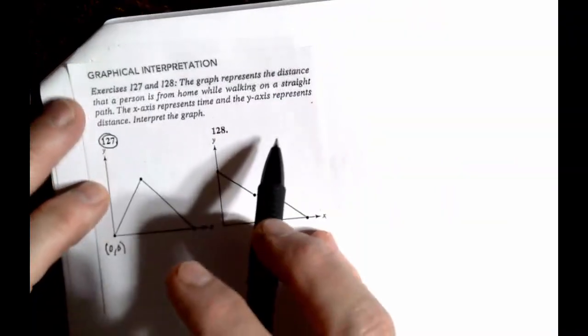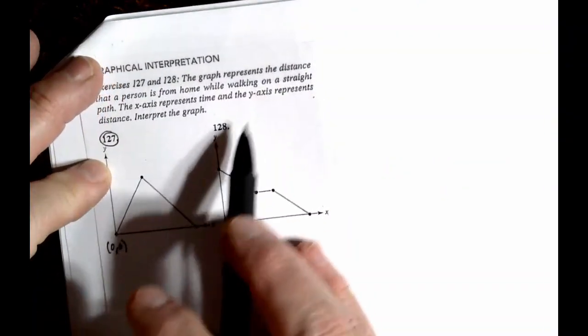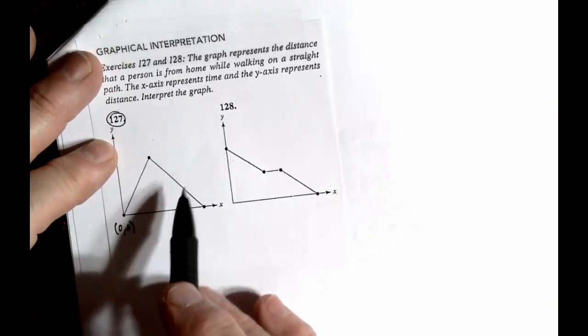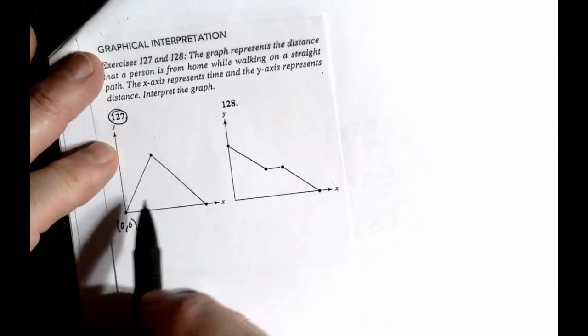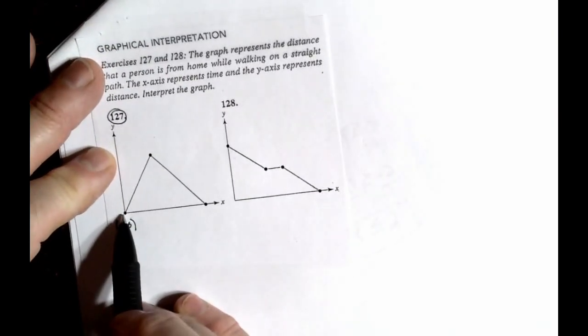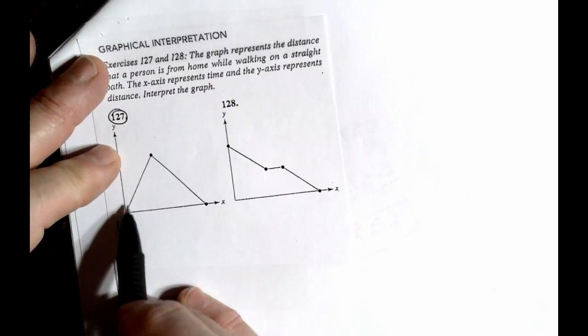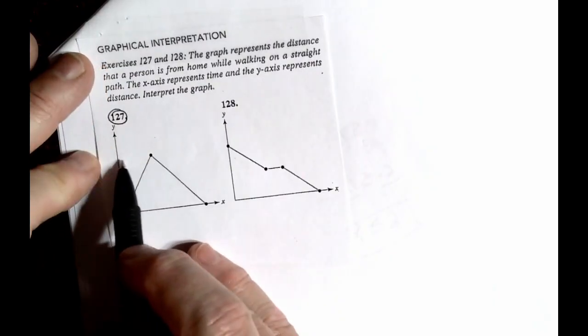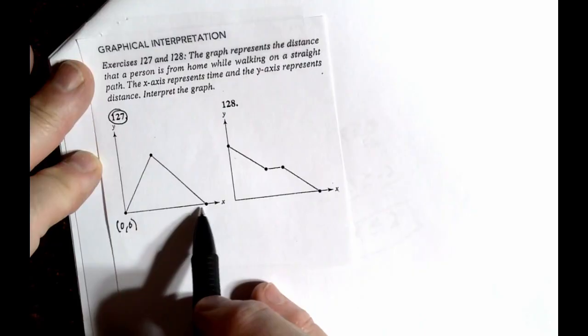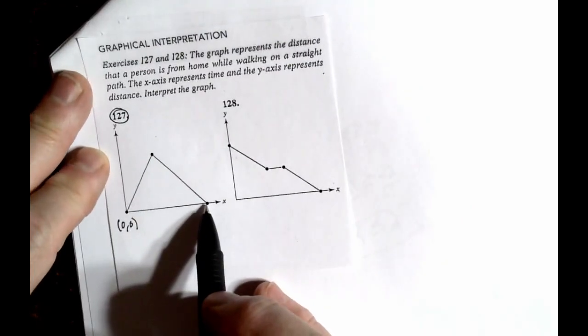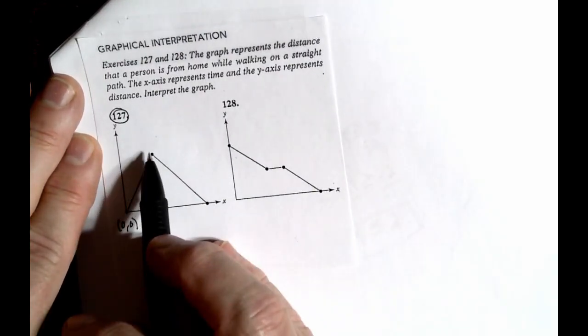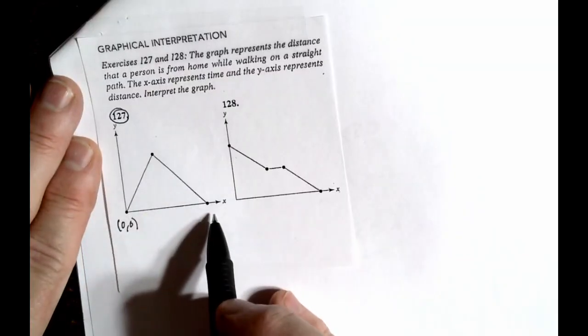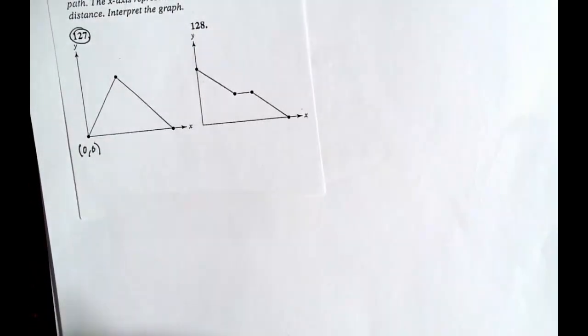Alright, this one represents the distance a person is from home while walking on a straight path. X is the time and y is the distance. So 0 time and 0 distance means you start out at home. And then after a certain amount of time, you're a certain distance from home. And a little bit further in time, your distance from home is 0. So you've walked someplace and then you walked back.